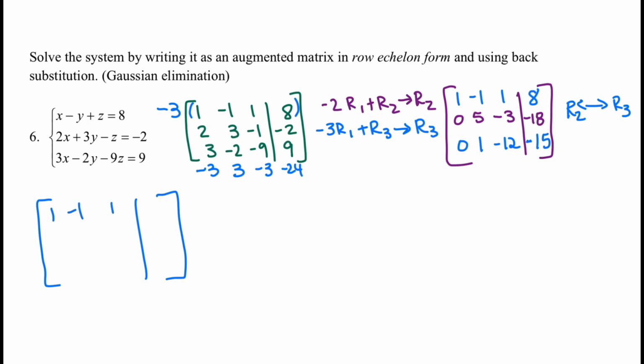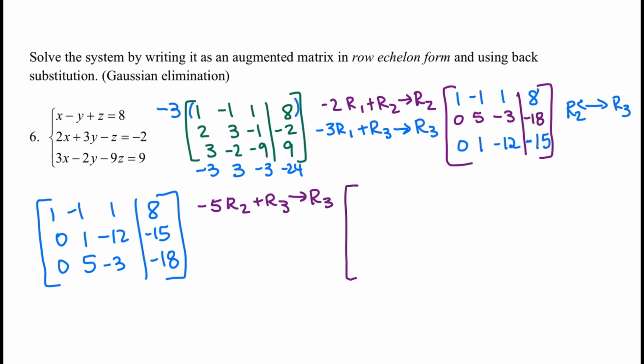So I have 1, negative 1, 1, 8, 0, 1, negative 12, negative 15, and 0, 5, negative 3, negative 18. So I have a 1 as the first non-zero entry here, but now I need to get zeros below it. So I'm going to use this 1 to get this 5 to be a 0. So I'm going to take negative 5 times row 2 plus row 3, and that will substitute for the new row 3.